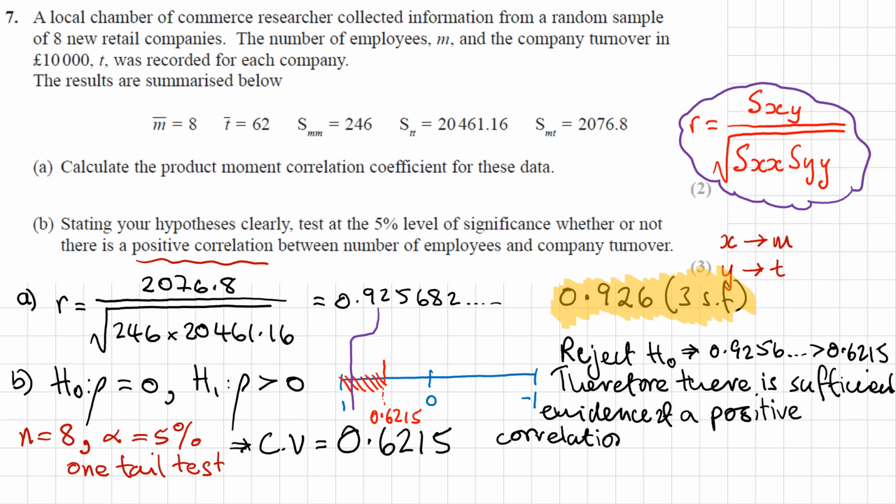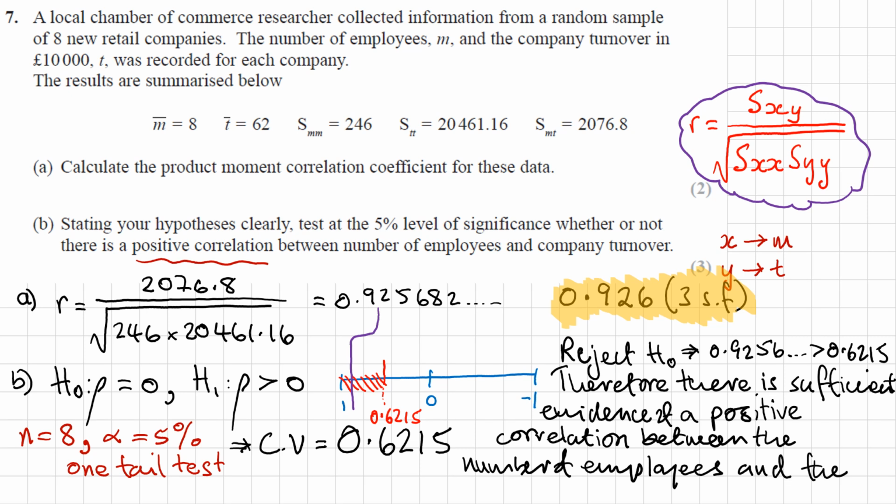So what's this between? These values of M and T, which is the number of employees and the turnover. So there is sufficient evidence of a positive correlation between the number of employees and the turnover.